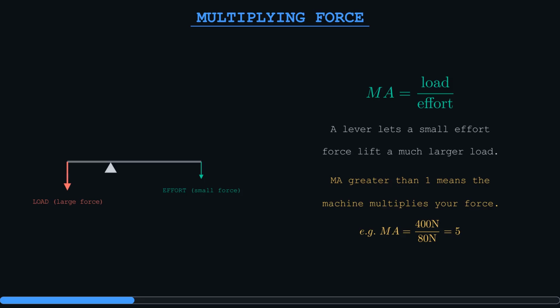Mechanical advantage is the load divided by the effort. It tells you how much a machine multiplies your input force. A lever lets a small effort force lift a much larger load. For example, an 80-Newton effort lifting a 400-Newton load gives a mechanical advantage of 5.